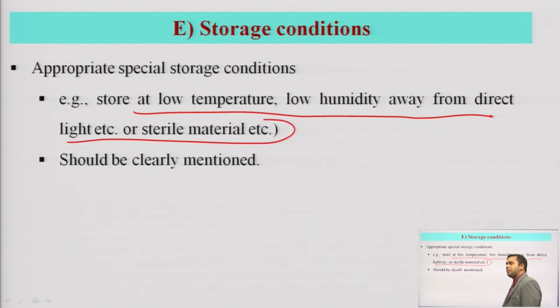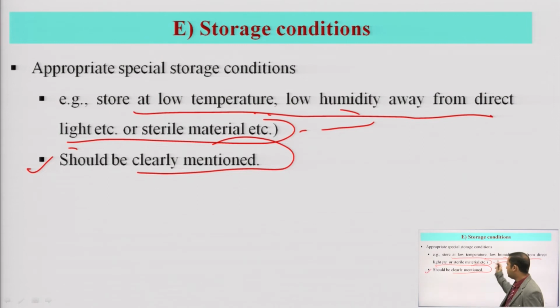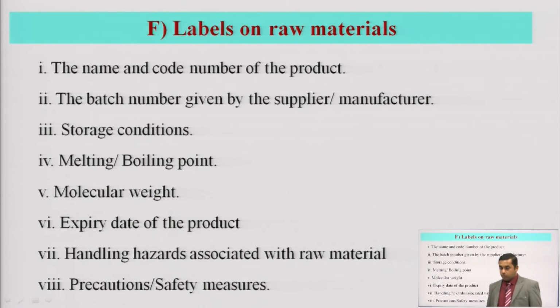Some of the raw materials we have to store at a very low temperature. Some of the raw materials we can keep at normal room temperature. So you have to ensure all those things, and they should be clearly monitored. If you store something at a particular temperature, that control should be clearly monitored. And most important, labeling on the raw material.